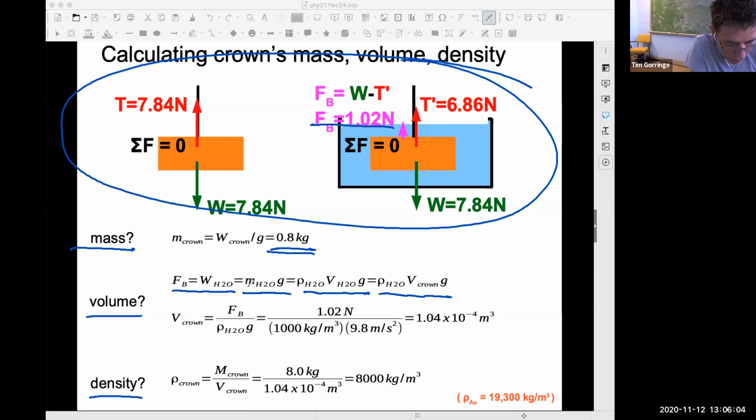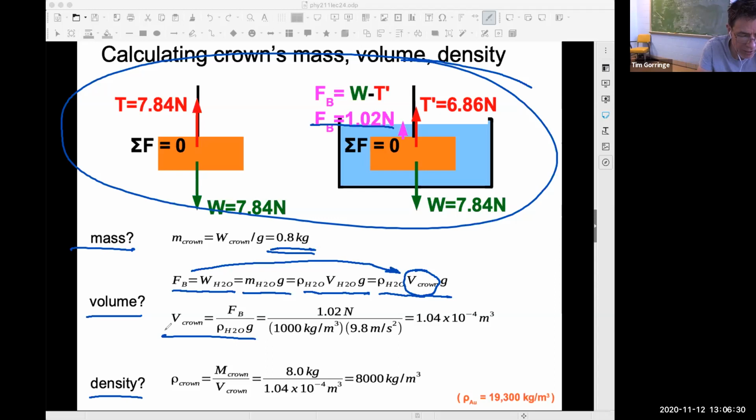And so Archimedes' principle leads us from something we know over here, the buoyant force, to something that we want, the volume of the crown. This is how we're getting the volume of the crown. See, I know the buoyant force. I know the density of water, and I know the acceleration of gravity. The only thing I don't know here is the volume of the crown. So that's like magic.